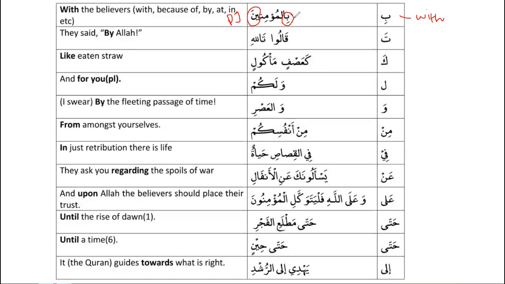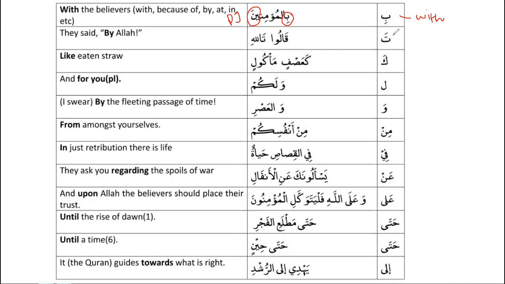So what does the ba do? It makes the next word kasra, jar. That's why it's not nasab anymore. This word is right now jar. So bil mu'minina means with the believer.